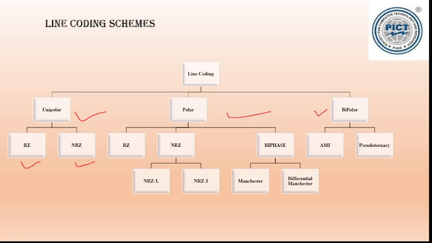Then polar line codings are again having three types: return to 0, non-return to 0 and biphase. Non-return to 0 polar line coding are having two types: NRZ level and NRZ I. We'll see that next. Then biphase is having two types: Manchester and differential Manchester. Bipolar line coding technique is having two types: AMI, called alternate mark inversion, and pseudo ternary. Both are reverse of each other. We will see this in the next slides.